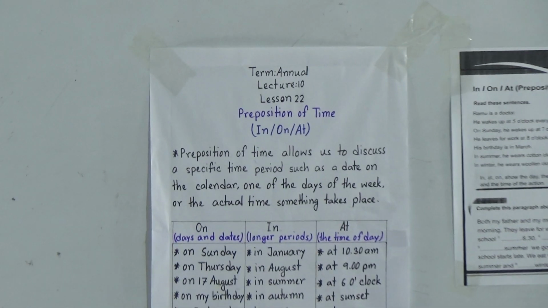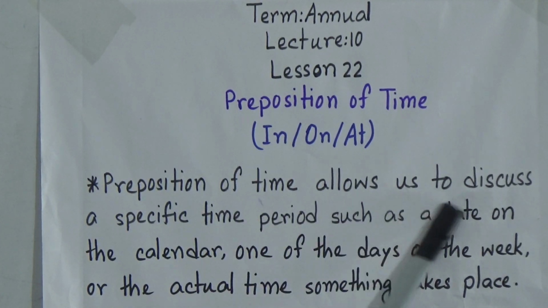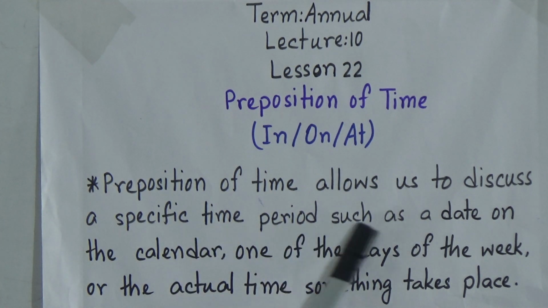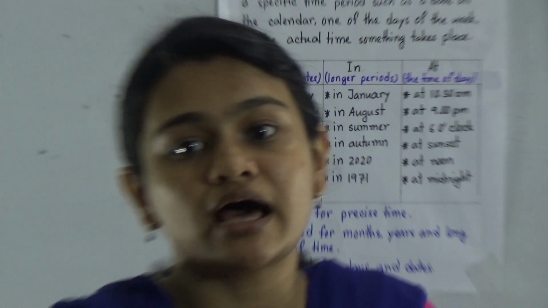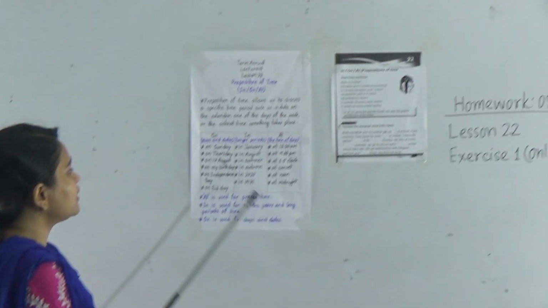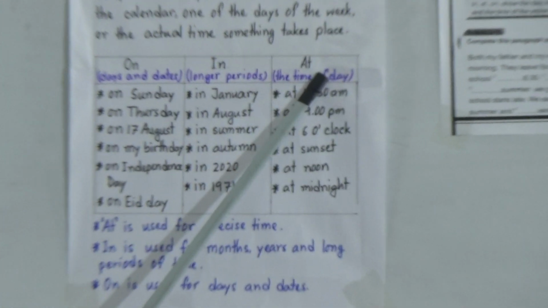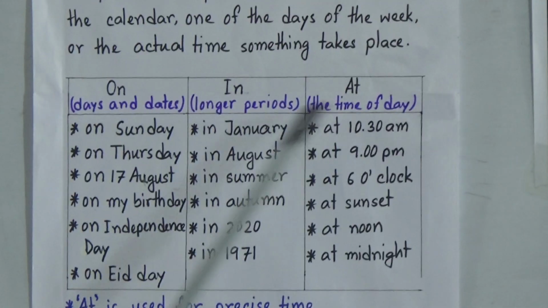So what is preposition of time? Preposition of time allows us to discuss a specific time period such as a date on the calendar, one of the days of the week, or the actual time something takes place. That means preposition of time tells us the time of an action. That means when the action takes place. And now look, my dear students, today we will know about the use of on, in and at. That means when do we use on and when do we use in and when do we use at.